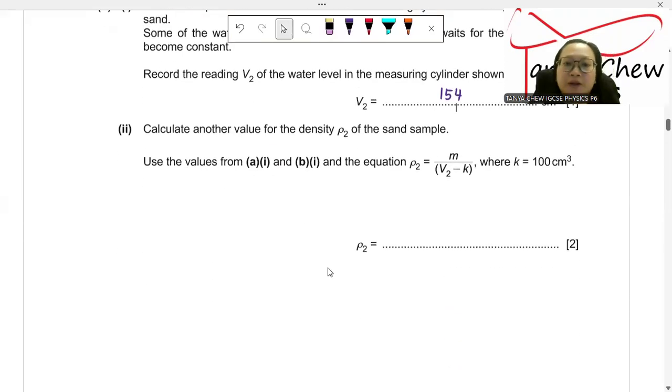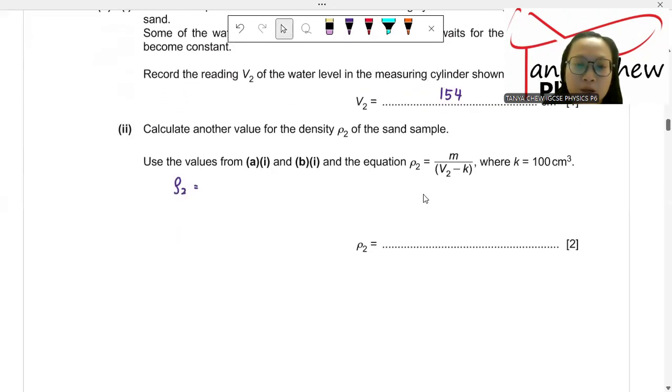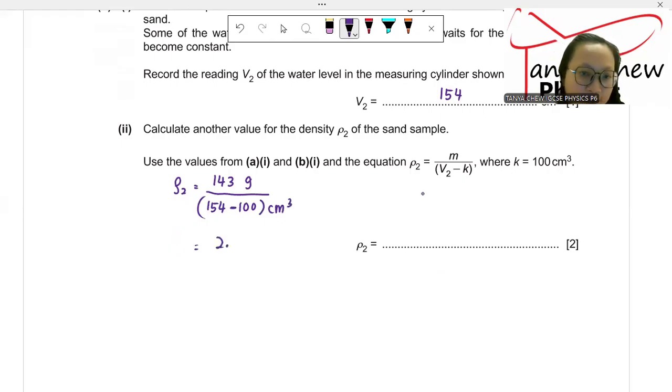Second part, calculate another value for the density rho 2 of the sand sample. Use the values from A part 1 and B1 in the equation rho 2 is equal to mass M over V2 minus K, where K is 100 cm cube. Now, just do whatever they say. M is the one that you have determined earlier, which is 143 gram. So I'm going to put that 143 gram divided by V2, the one that I just took, 154 minus 100 cm cube. Use your calculator to do the calculation. The value that you should get is 2.65 gram per cm cube.